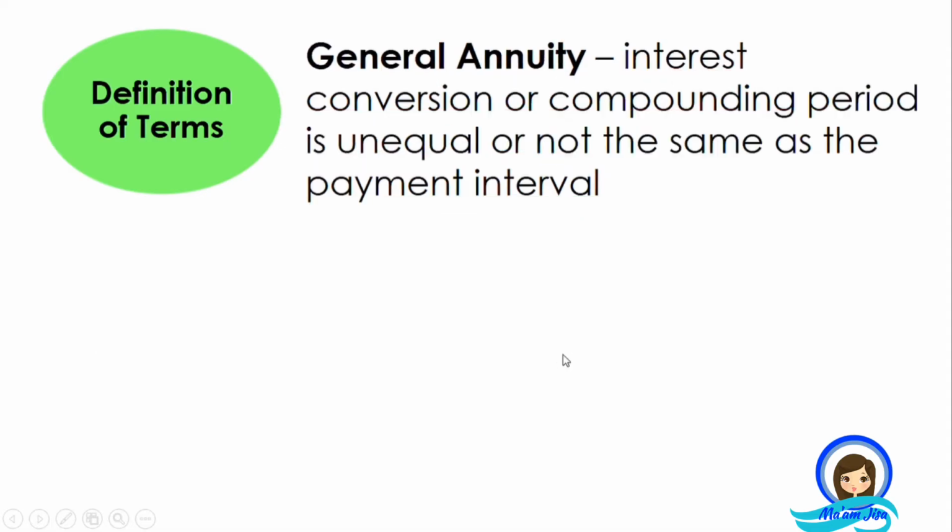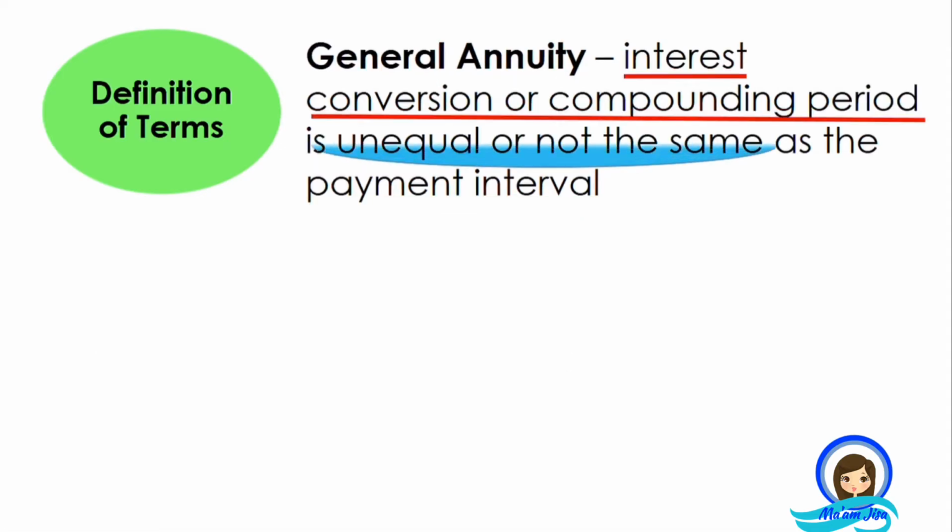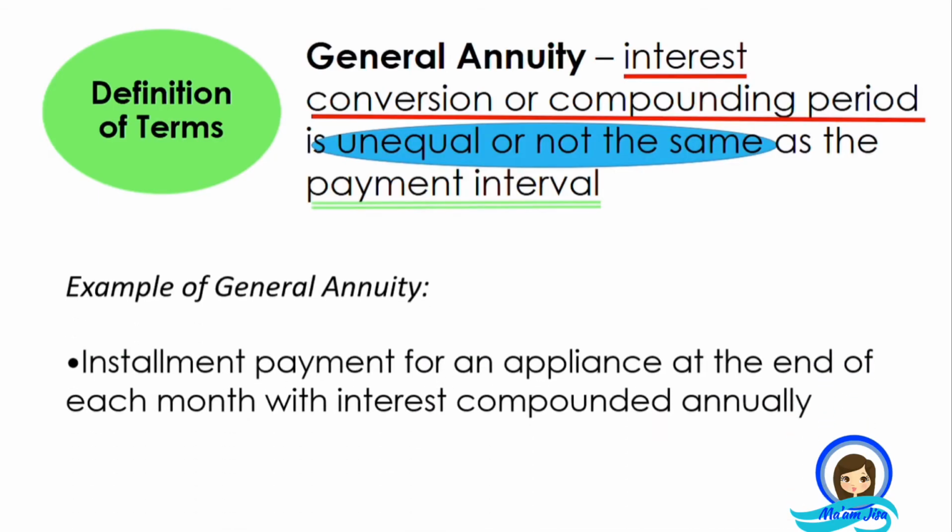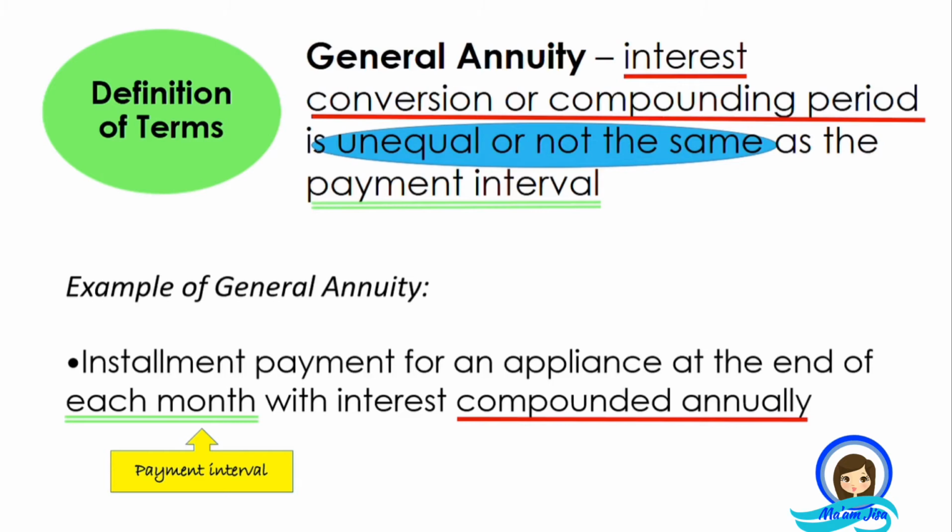For general annuity, its compounding period is not equal with its payment interval. For example, the installment payment for an appliance at the end of each month with interest compounded annually. Now take note, its payment interval, which is monthly, is different with its compounding period, which is annually. Therefore, this is an example of general annuity.